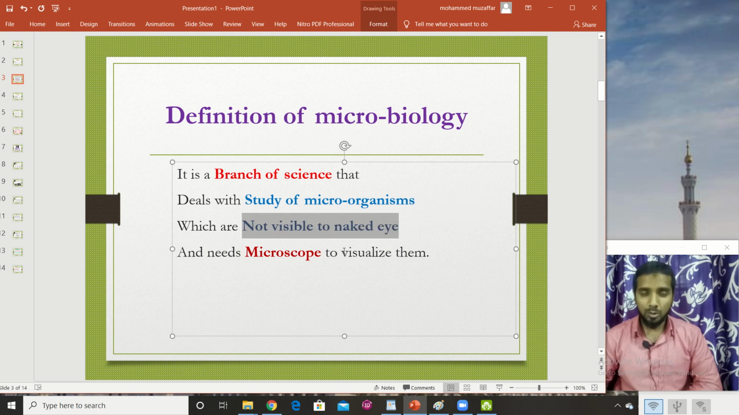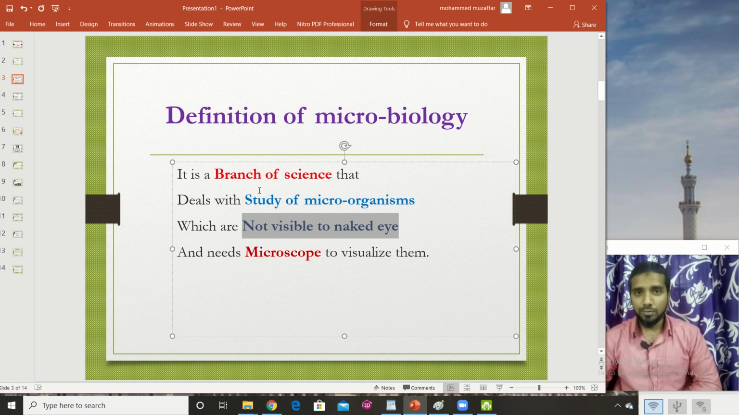And in order to see those microorganisms, we need something to magnify their structures, isn't it? Something to magnify their body, and that will be a use of a microscope. So let us have a definition now. It is a branch of science that deals with the study of microorganisms, isn't it? It is a branch of science that deals with the study of microorganisms which cannot be seen by naked eye, right? It cannot be seen by naked eye, but can be visualized having a microscope, or needs a microscope to visualize them. Let us repeat the definition again.